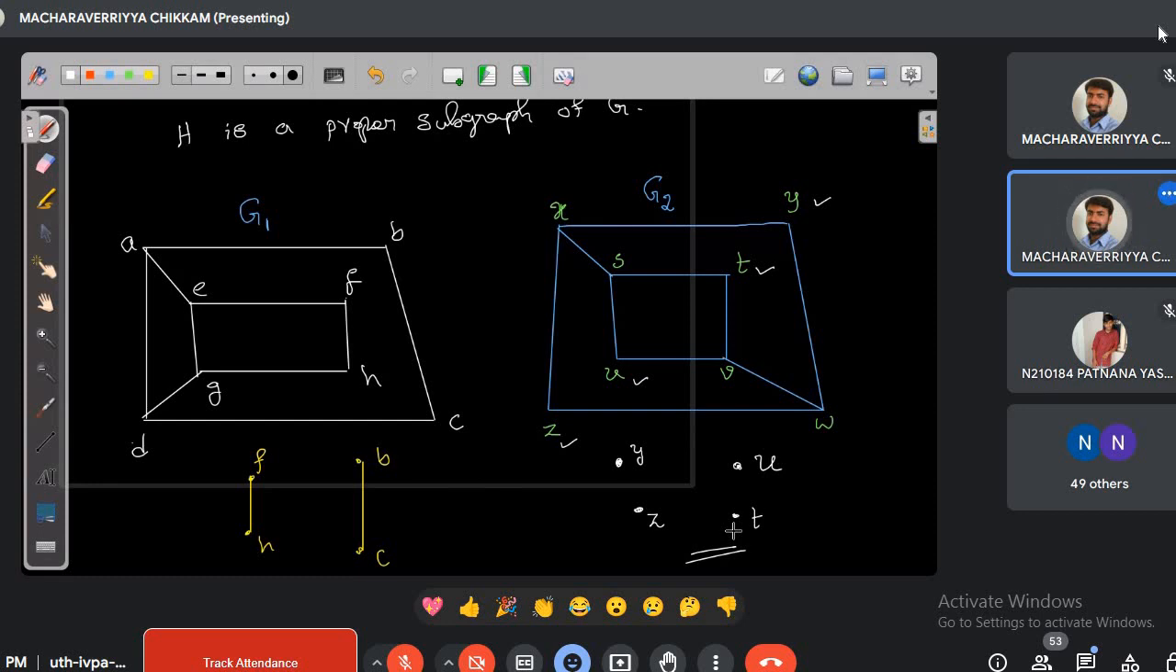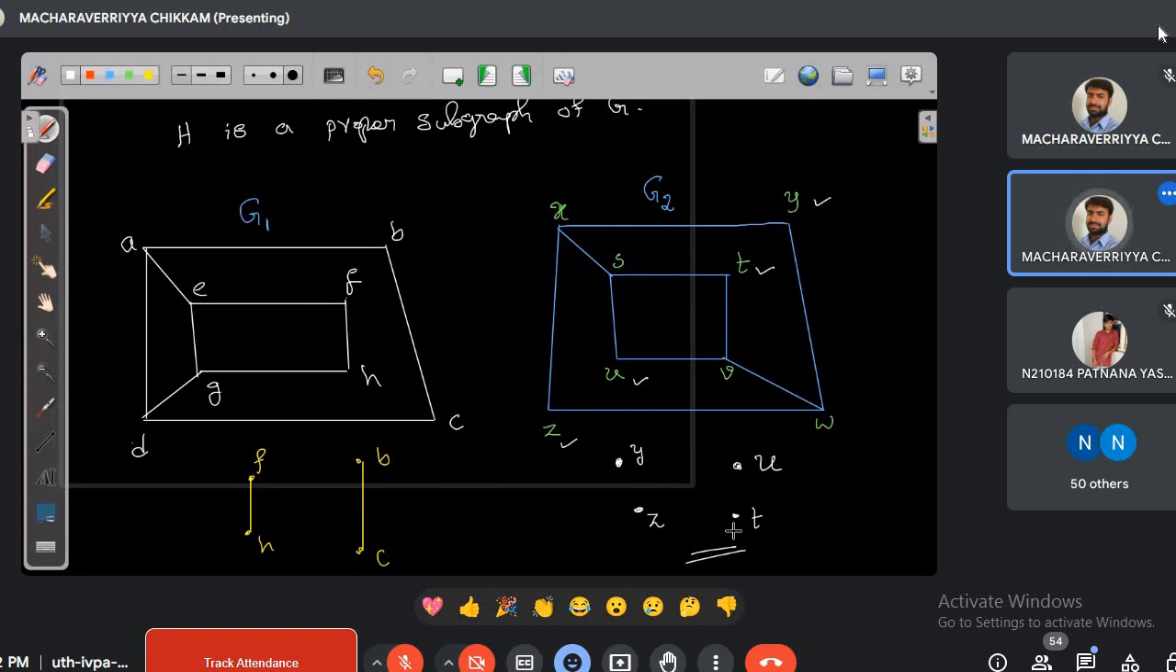Okay, in the subgraph, the degree of F is 1 and the degree of H is 1. And similarly, B and C are also 1. But here, in the subgraph of G2, the degrees of vertices are 0. Okay, now using this, I can say that these two are not isomorphic. Suppose the graphs are isomorphic, and you construct a subgraph given by same degree vertices, then they must be similar. I mean, again, they must be isomorphic.